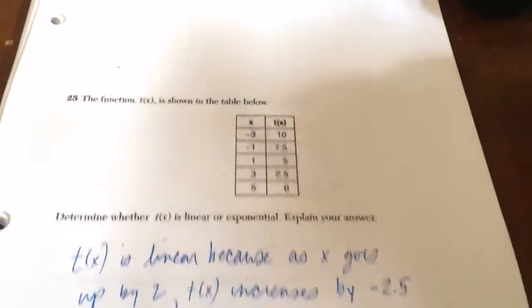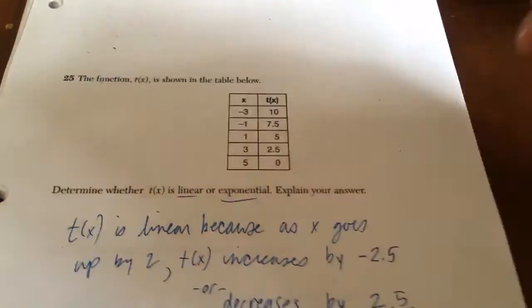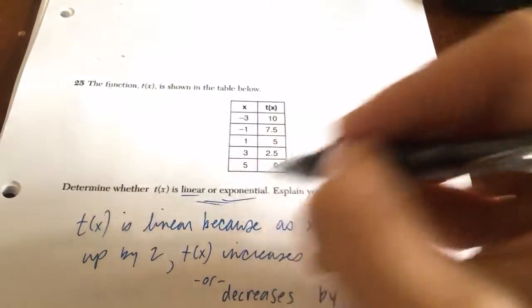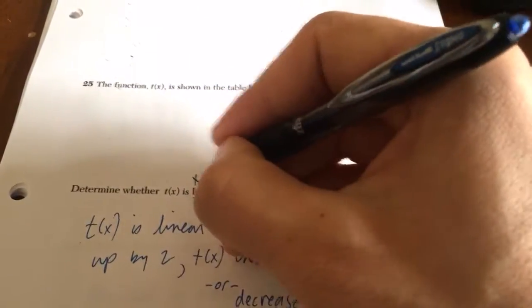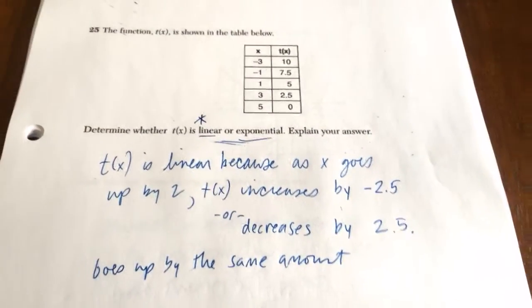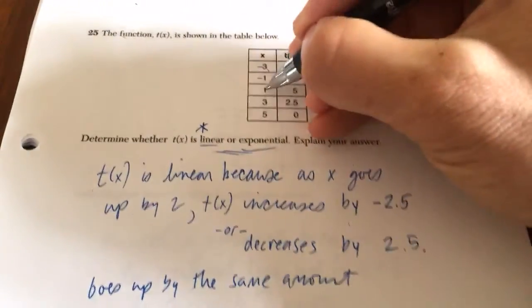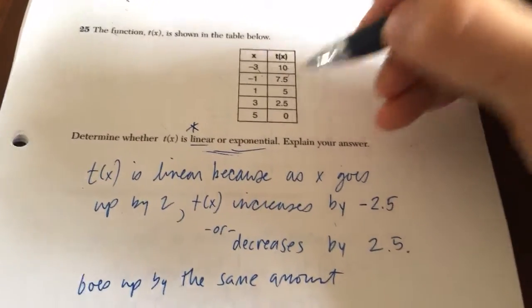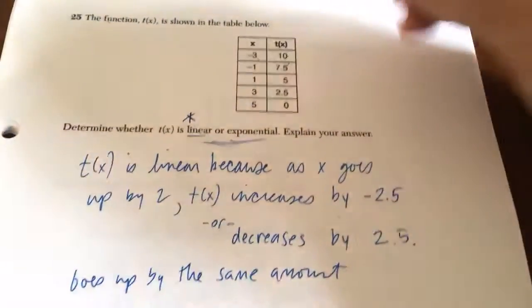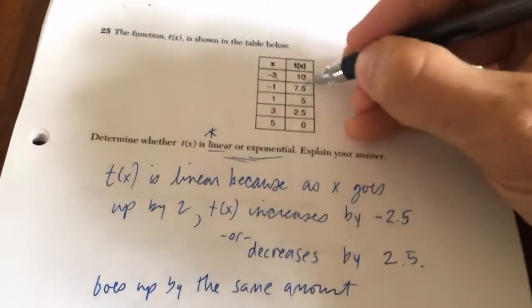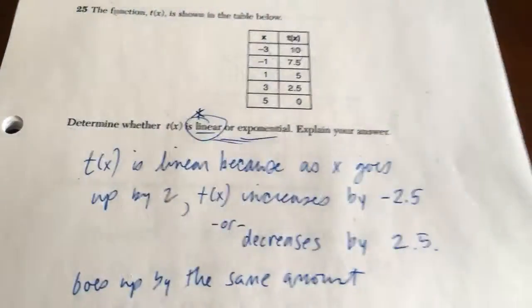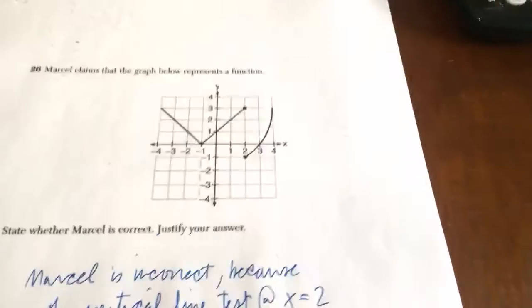Number 25 asks whether this is linear or exponential. I would strongly recommend knowing the difference because this appears on the test 2 or 3 times. T of x is linear because as x is going up by 2 every time, notice how it's increasing by negative 2.5, or if you want to phrase it as decreasing by 2.5, these mean the same thing. But notice how they're going up by the same amount. This is why it's linear and not exponential.